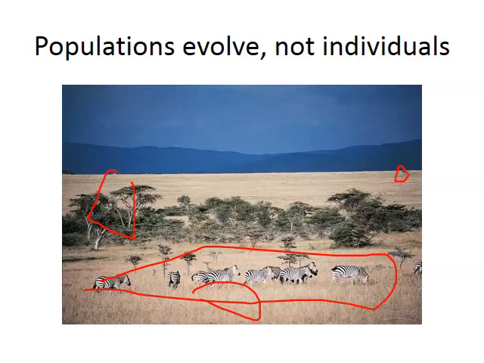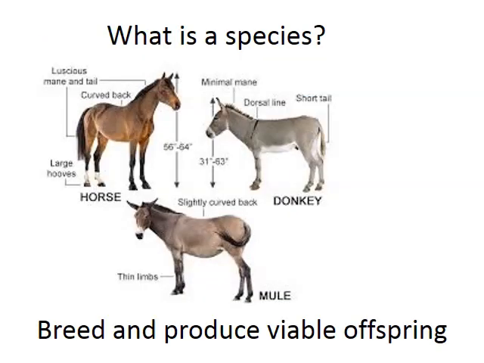So populations evolve, not individuals. Individuals, you're born with the genetics you inherit. Your DNA can only change by a random mutation. So to be considered a population, you have to be the same species. Well, what is a species?